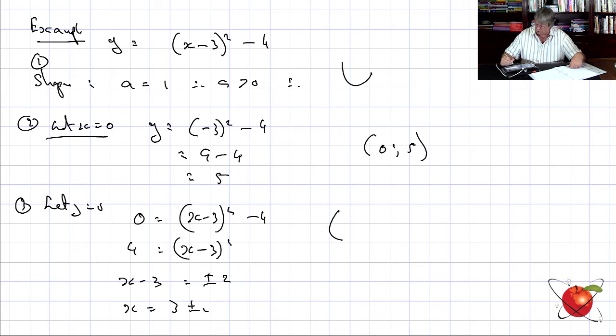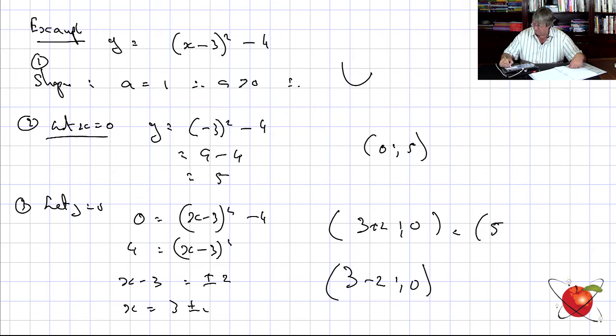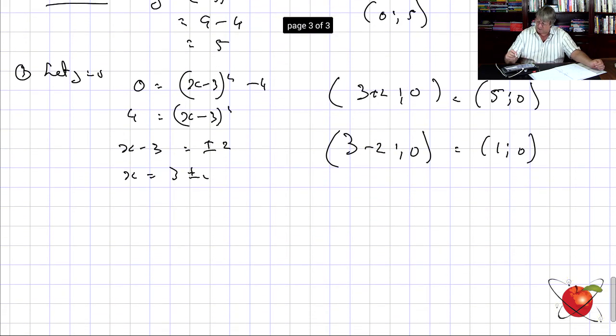Okay, therefore, x is going to be equal to 3 plus or minus 2. So I have got two coordinates here. I have got 3 plus 2, 0, and 3 minus 2, 0. And obviously you don't leave it. That is 5, 0, and 1, 0. Like so.